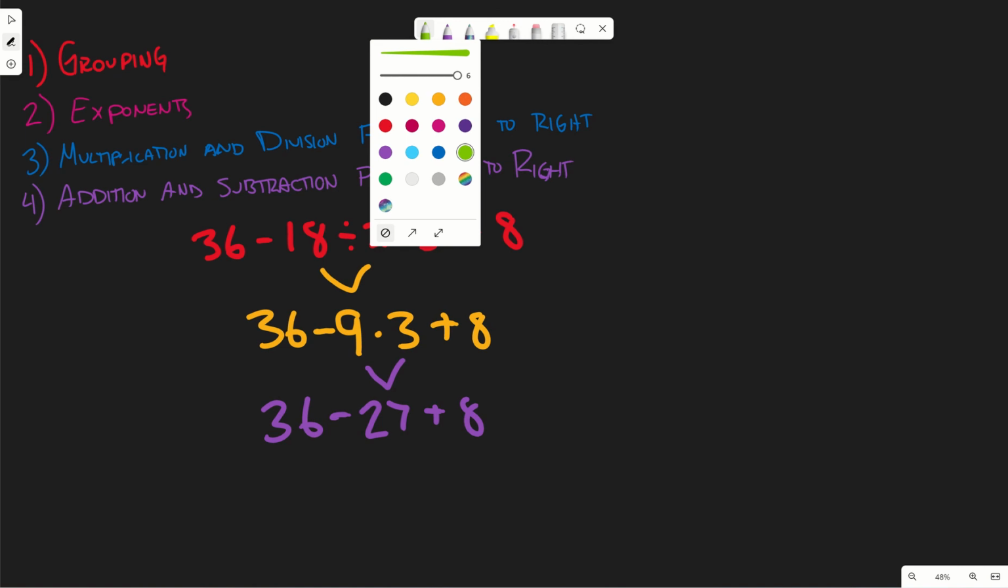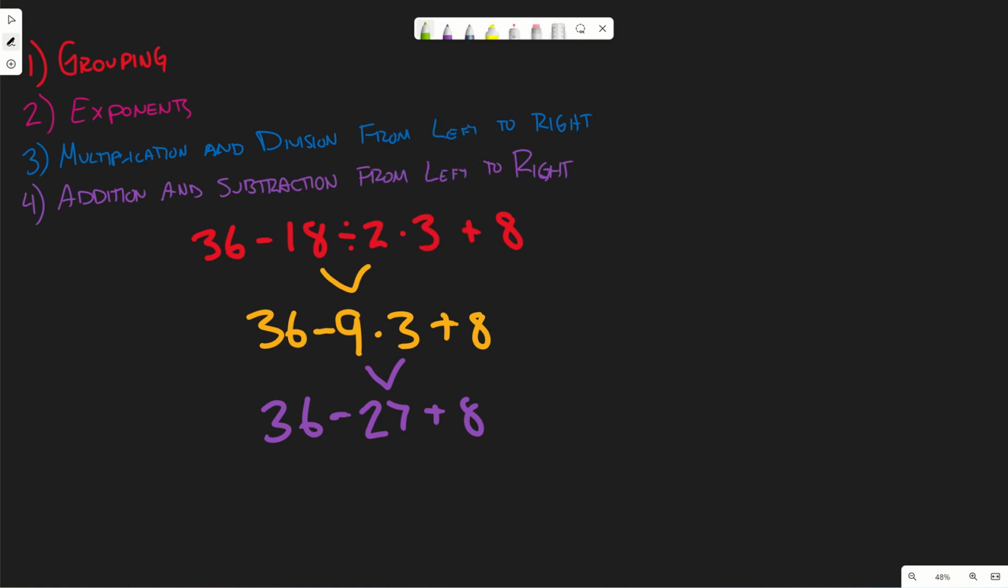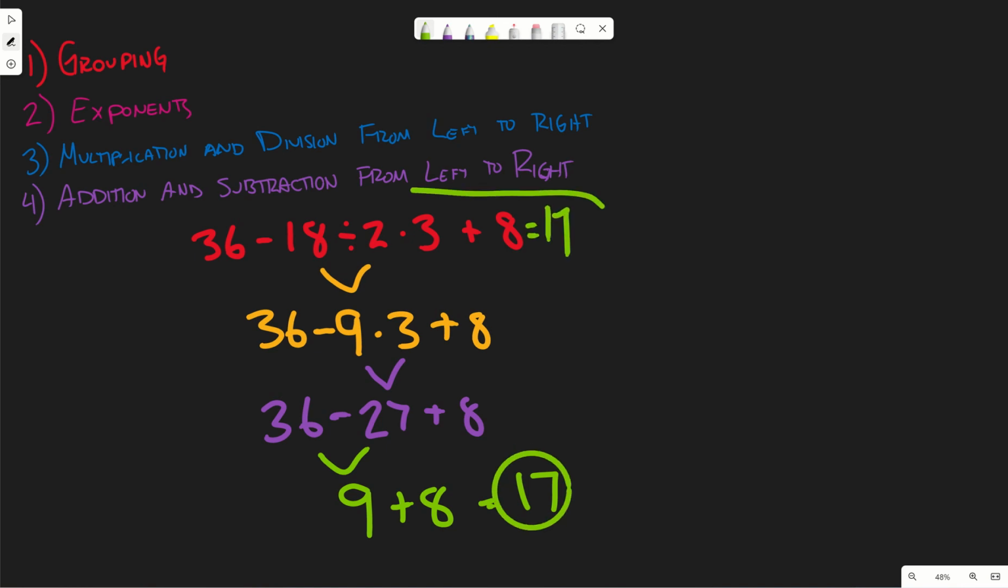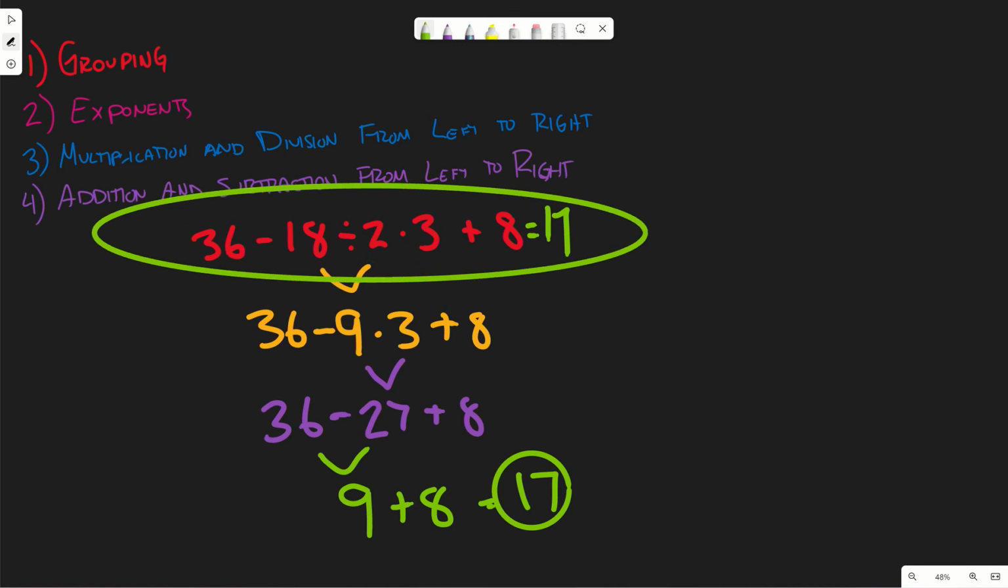Okay, I have no more multiplication and division. So now I'm just going to do my addition and subtraction from left to right. 36 minus 27 is 9, plus 8 equals 17. And this right here is my final answer to this problem. So from the very beginning, my answer ended up being 17.